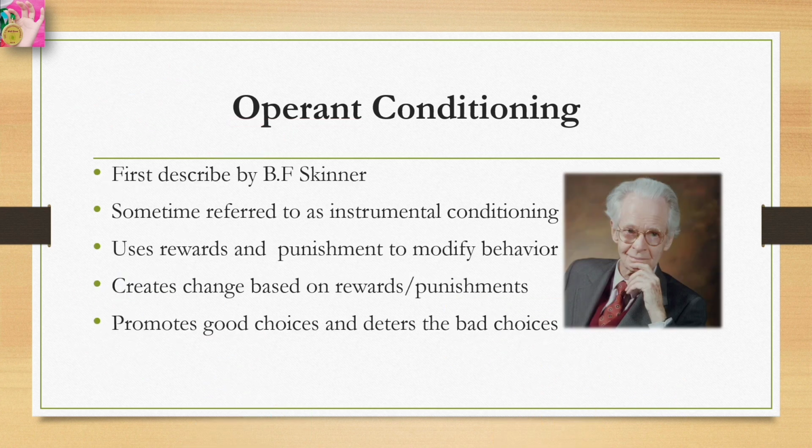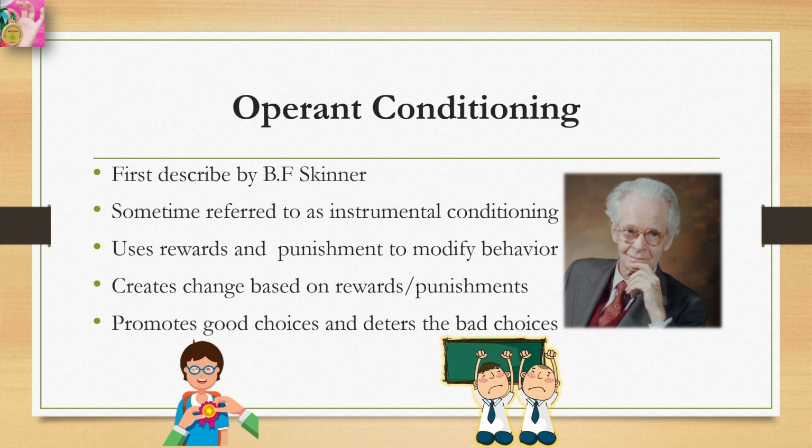Operant conditioning was first described by B.F. Skinner, who had a behaviorist approach. Operant conditioning is also sometimes referred to as instrumental conditioning. It is called operant conditioning because it involves our operant behavior, and it is also called instrumental conditioning because it involves some instrumental things. Operant conditioning, or instrumental conditioning, uses rewards and punishment to modify behavior.